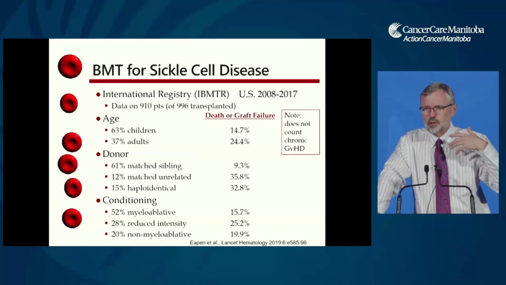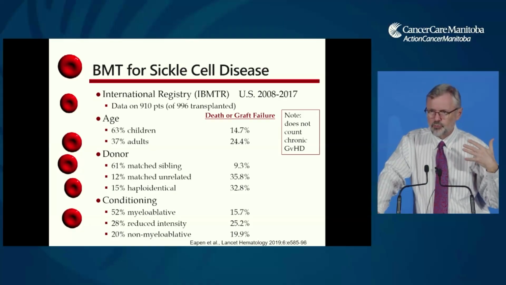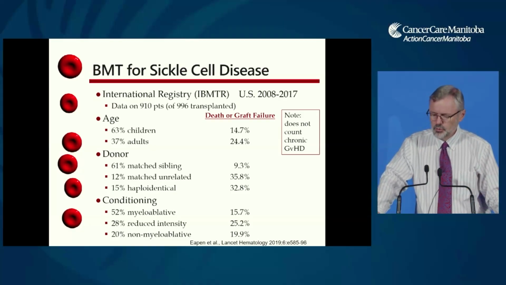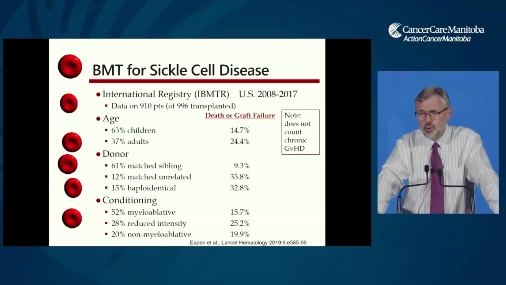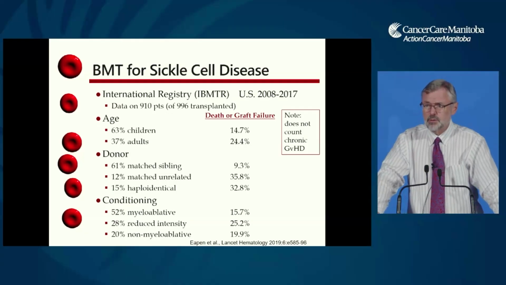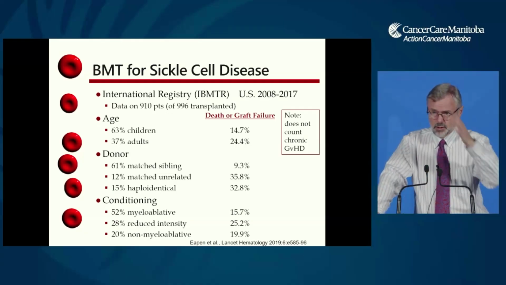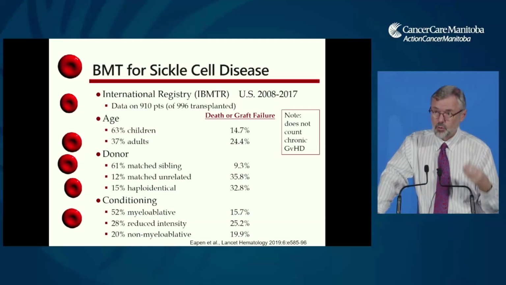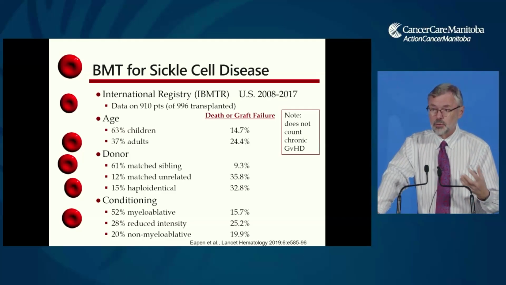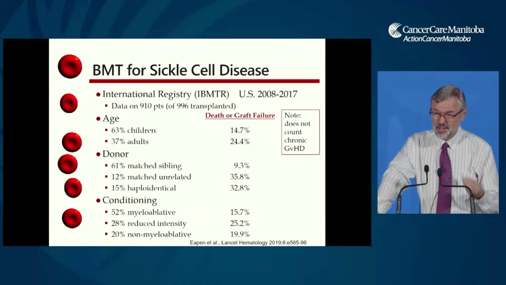This is some data from a large international transplant registry looking at almost 1,000 people who had transplants for sickle cell disease. Note that most of them were children, so almost 2/3 of these were children. And the numbers on the right are the bad outcomes of either death or failure of the graft. So children did way better than adults, but even in kids, it's pretty risky. And in adults, like 1/4 of these transplants failed.